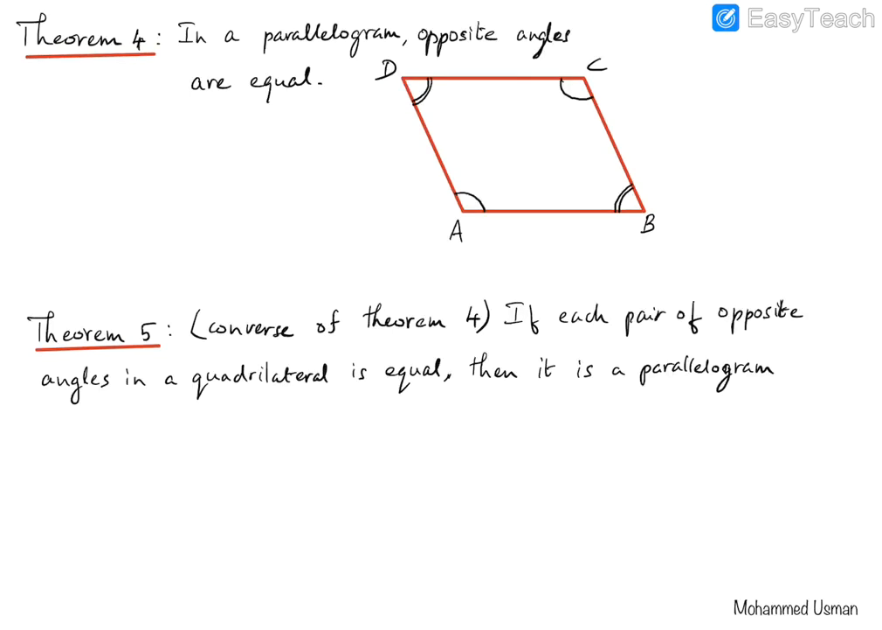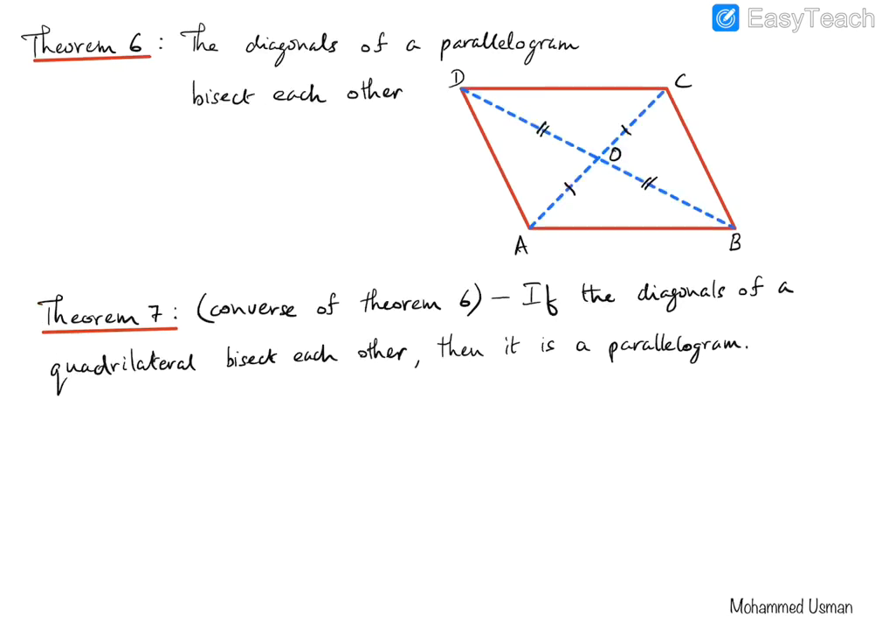The next property is that the opposite angles are equal for a parallelogram. So angle A is equal to angle C and angle B is equal to angle D. So opposite angles are equal for a parallelogram. And conversely, if the quadrilateral has opposite angles equal, then it is a parallelogram. Again, this property is stated in its general form and in its converse form, and is stated as theorems, right?